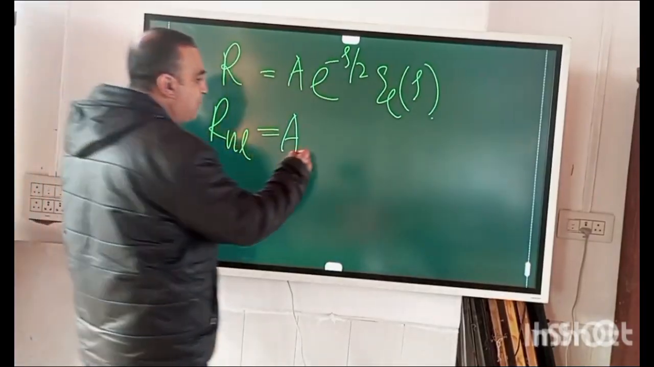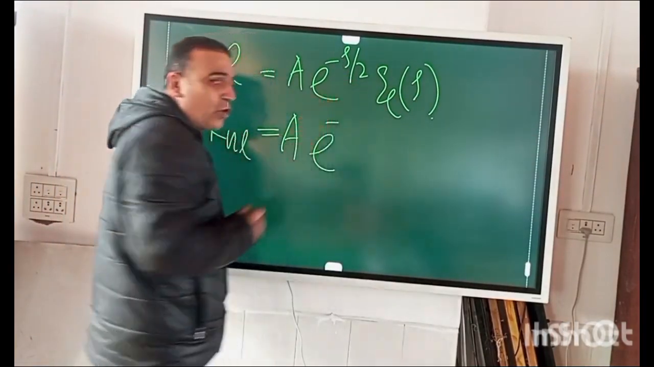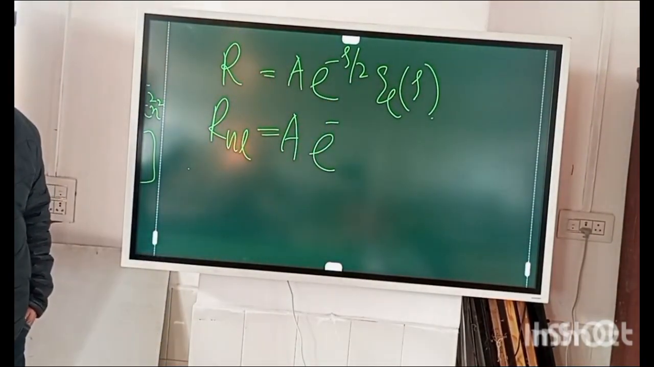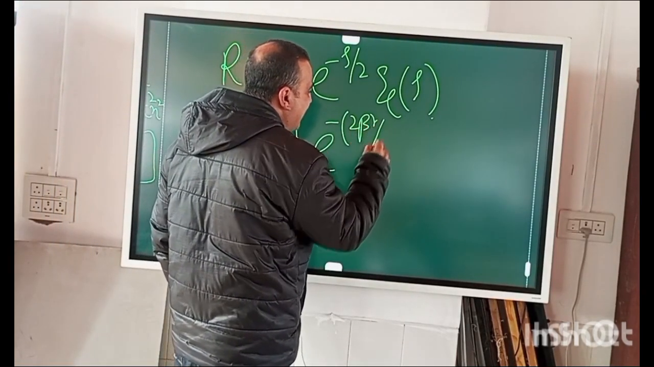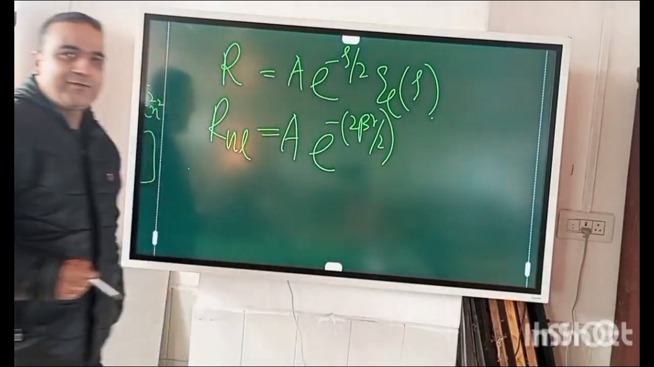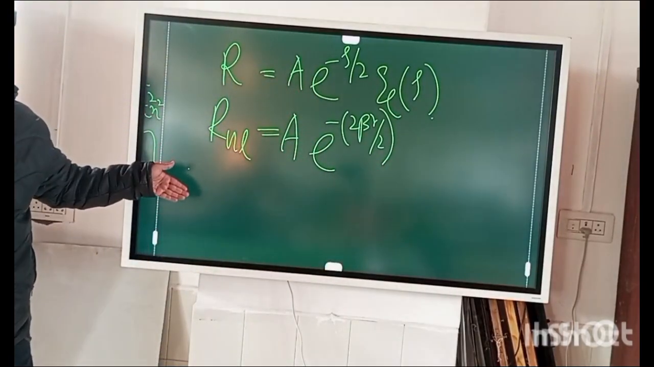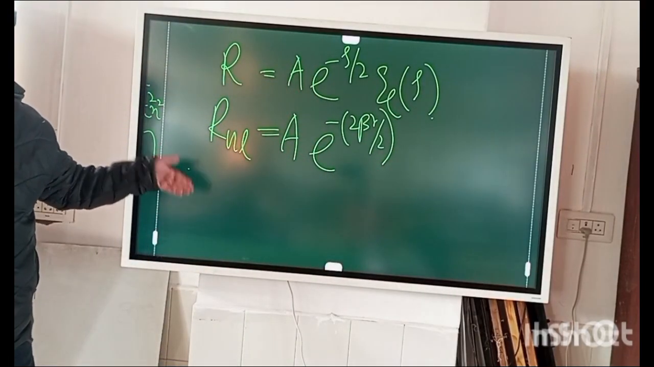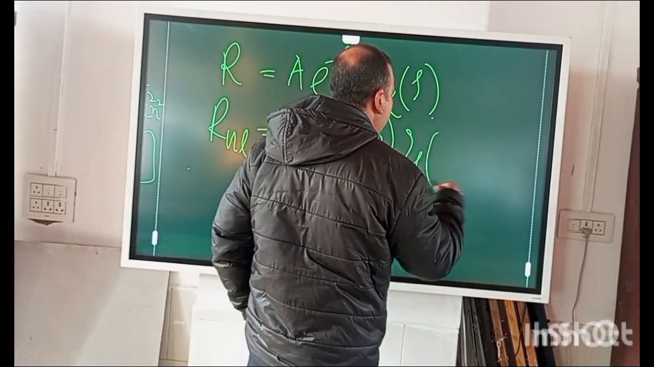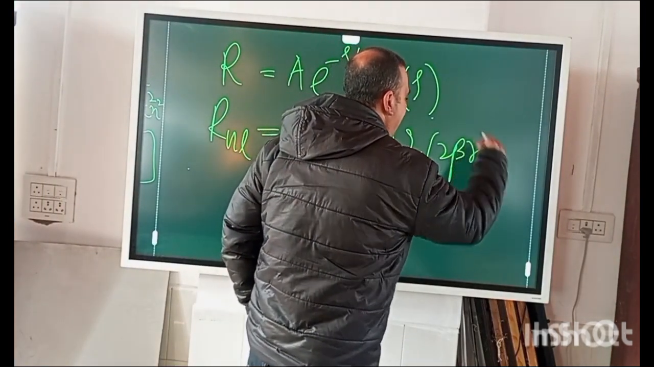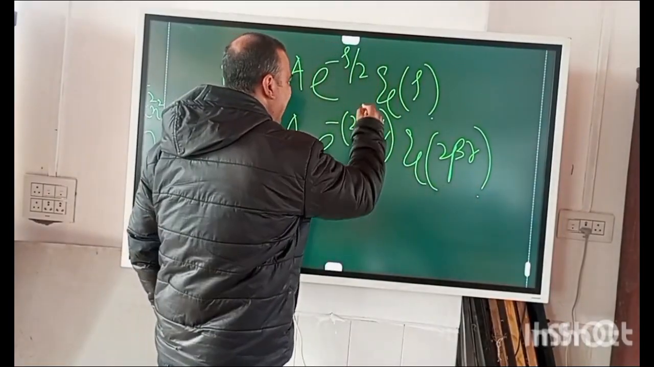come on, A to the power of minus, what was rho? What was rho taken equal to? It was 2 beta R, remember? So it is 2 beta R by 2, right? This is the wave function of the hydrogen atom. The radial wave function I'm writing here, times zeta of 2 beta R. So you can cancel this and this.